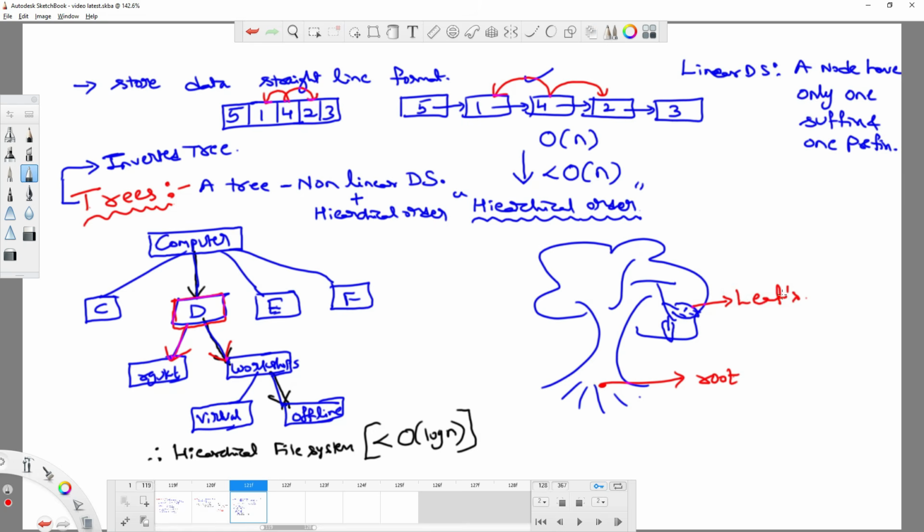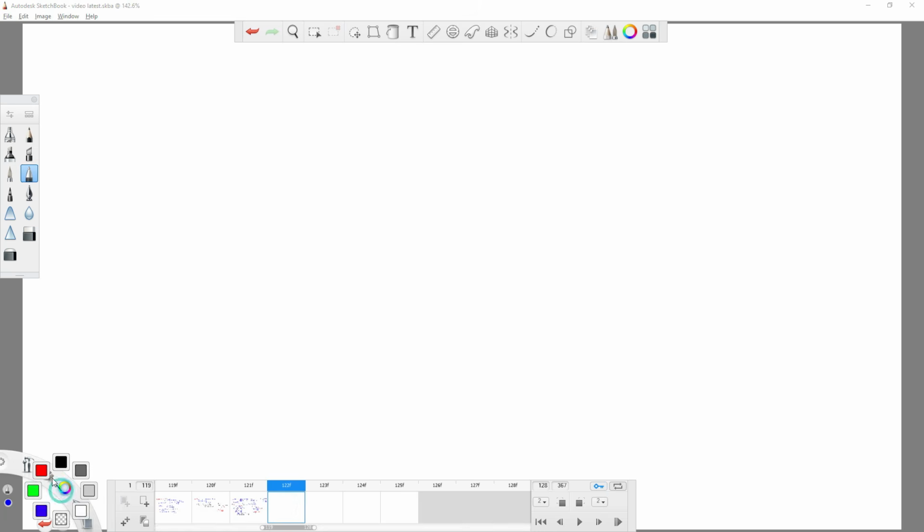The same real-world scenario you are observing in a tree, if you make it inverted, you will get the hierarchical file system. You will get the data structure tree. This Computer, I can call it the root, and the last folder I am calling a leaf. Based on that, I am mentioning that a tree is an inverted tree. That's it, right? Is it clear for everyone? Yes or no? Yes.